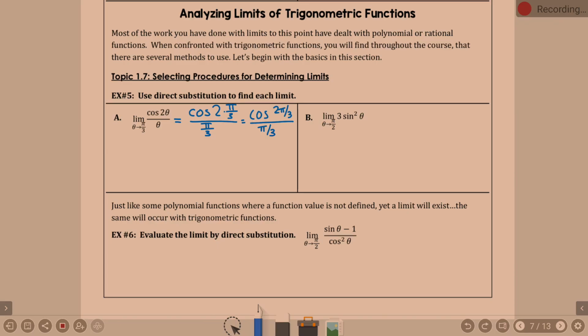Now, what's the key that you have to figure out here? Cosine of 2 pi over 3. So, with that in mind, I would ask, what's cosine of pi over 3?